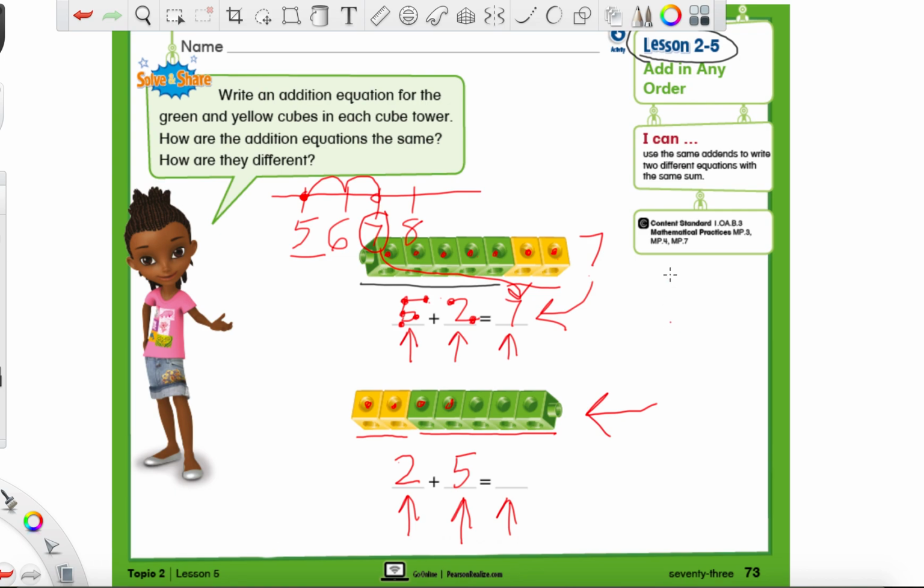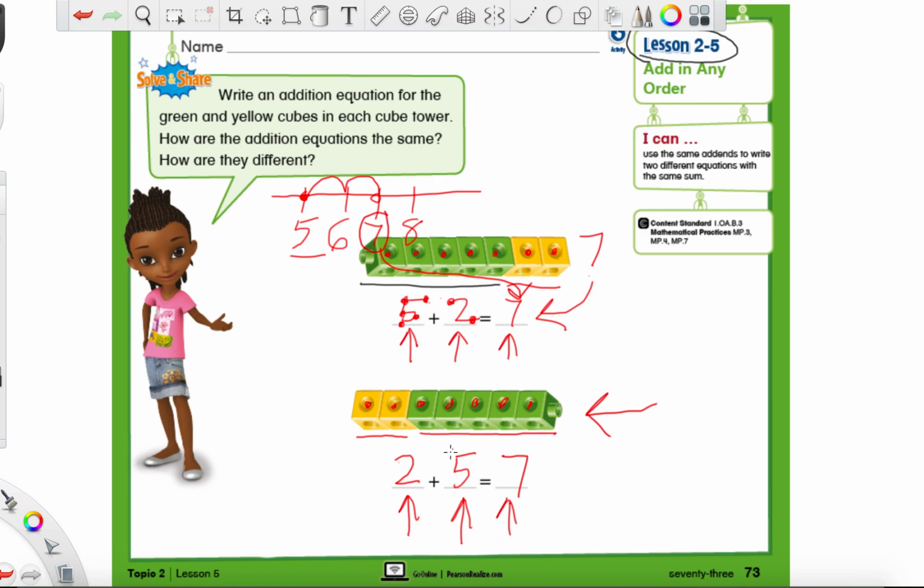Alright, did you finish counting? Do you have a total? Let's see if it's the same as me. I got a total of 7. It's up to 4, then 5, 6, 7. Okay, so we have 7 down here and 7 up here. How are these two number sentences different? How are they different?